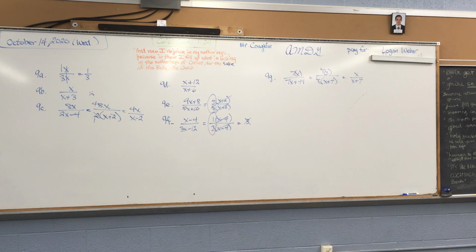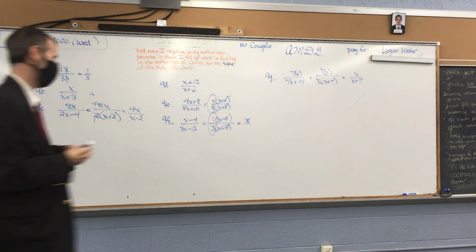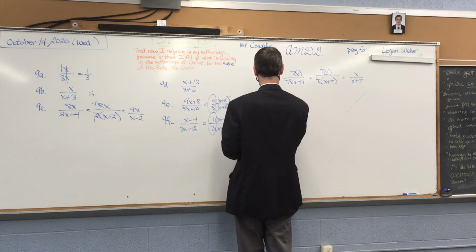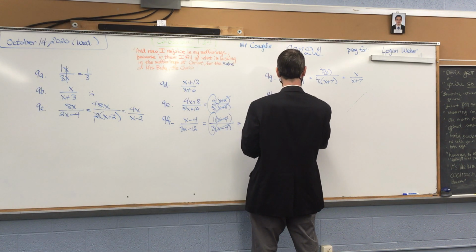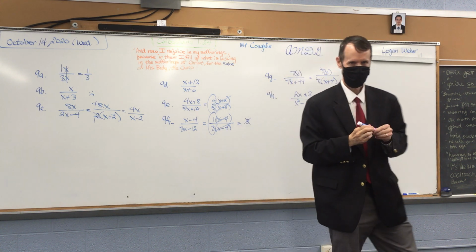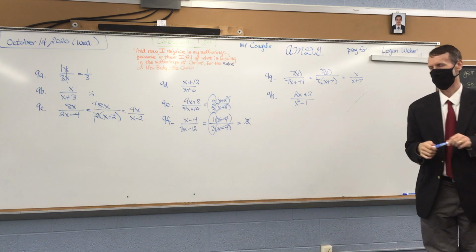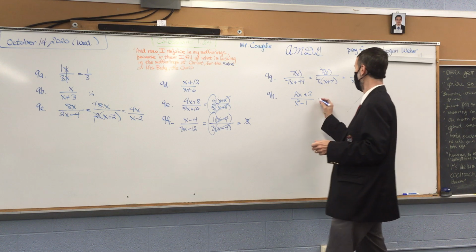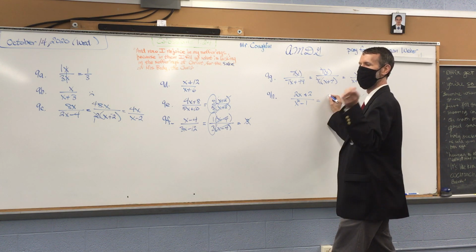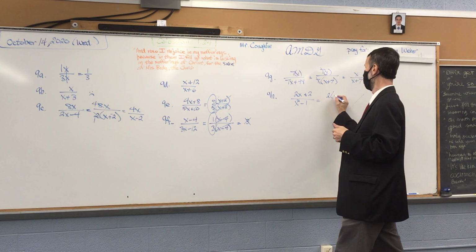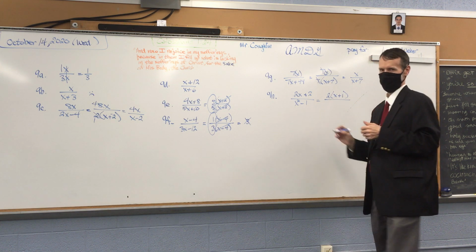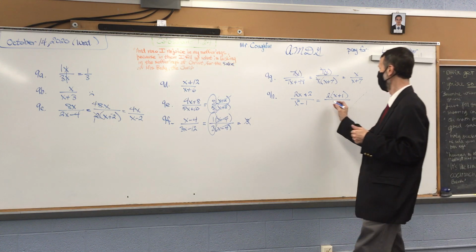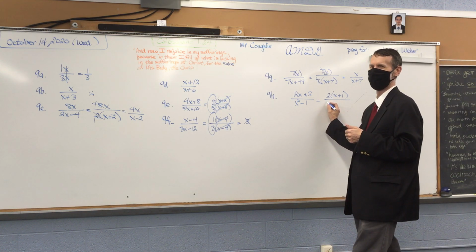Okay, number 9H. 2x plus 2 over x squared minus 1. This is tricky. Max, take this one. Does the top factor? Yes. GCF, so it would be 2 parentheses x plus 1. Good. Does the bottom factor, Reagan? Yes. What method?